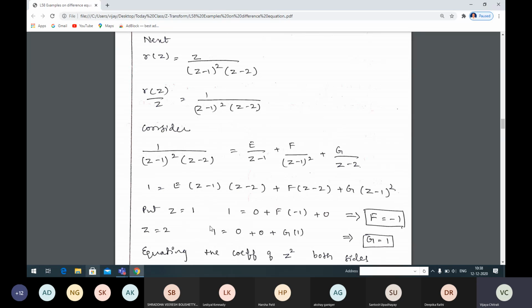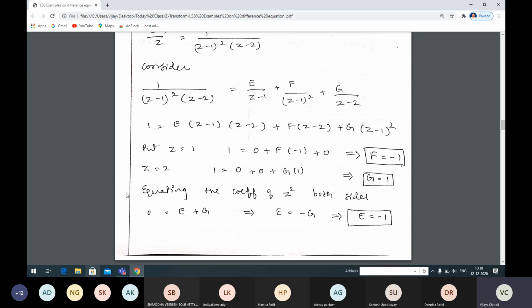Now by proper substitution of z, we need to find the constants E, F, G. First, substitute z equal to 1. Substituting z equal to 1, these two terms will be 0. In place of z, 1, 1 minus 2 is minus 1. So 1 is equal to minus F, F is equal to minus 1.